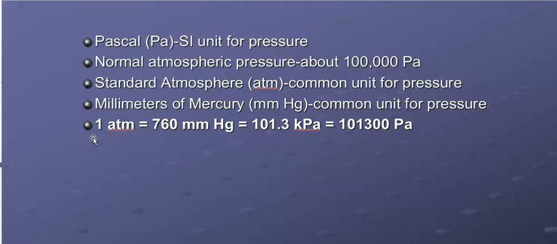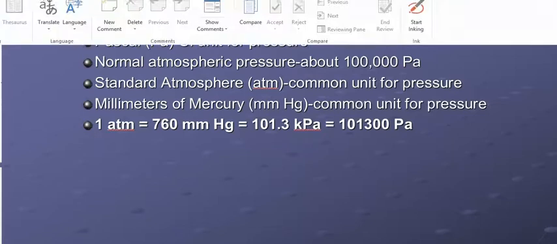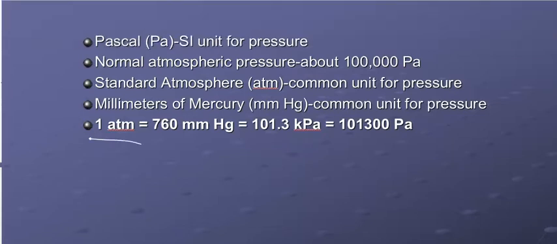Here are some units for pressure. We have the Pascal, which is the SI unit. We have standard atmosphere, which is a common unit. And we have millimeters of mercury, which is also a common unit. You need to know these conversions. 1 atmosphere is 760 millimeters of mercury, is 101.3 kilopascals, which is 101,300 pascals. So know those conversions between pressure units.